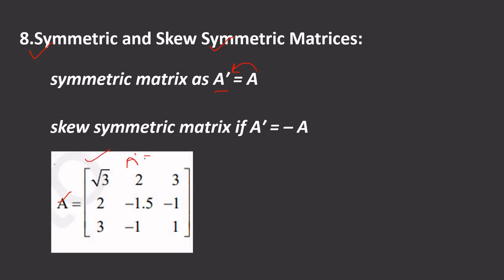We again get A. Why? Because their elements are arranged in this way: these rows are equal to these columns, and we can interchange the rows and columns. We do not change our matrix at last. So we have A dash equal to A, which is called a symmetric matrix property.